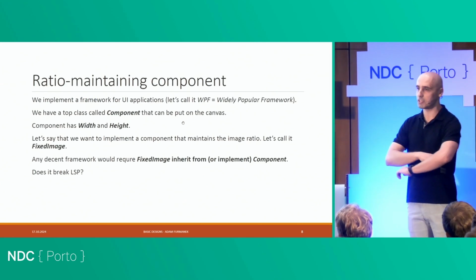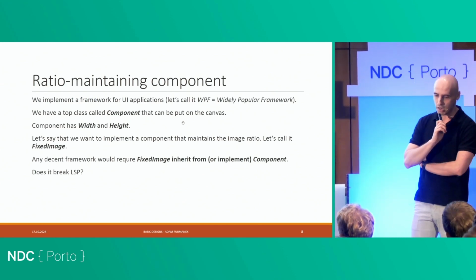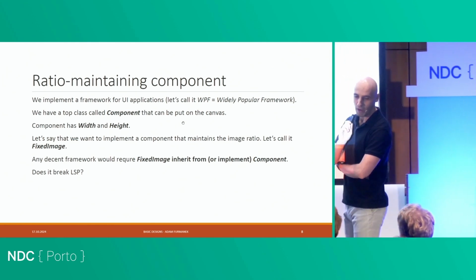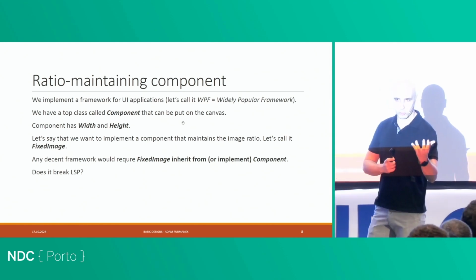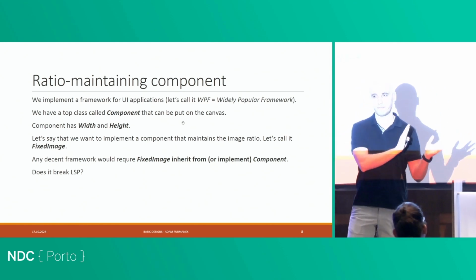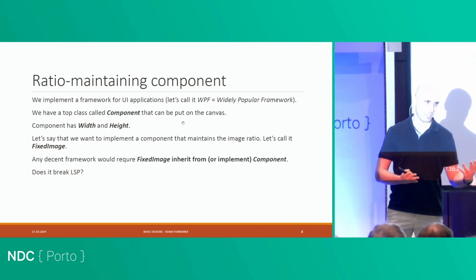Let us actually now discuss this thingy. What if I wanted to implement a ratio-maintaining component? Imagine that we are implementing a framework for the UI code, a widely popular framework, WPF for short. And in this WPF, we would like to have a component that basically keeps the ratio of an image, right? So as with every framework, you can imagine how those are implemented.